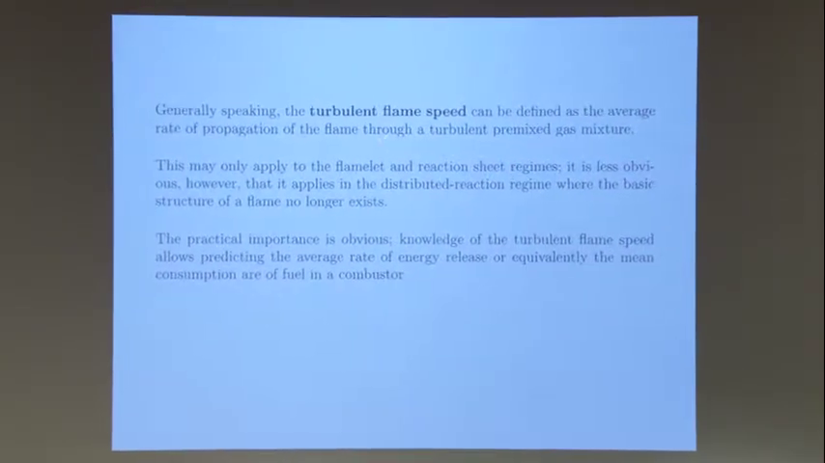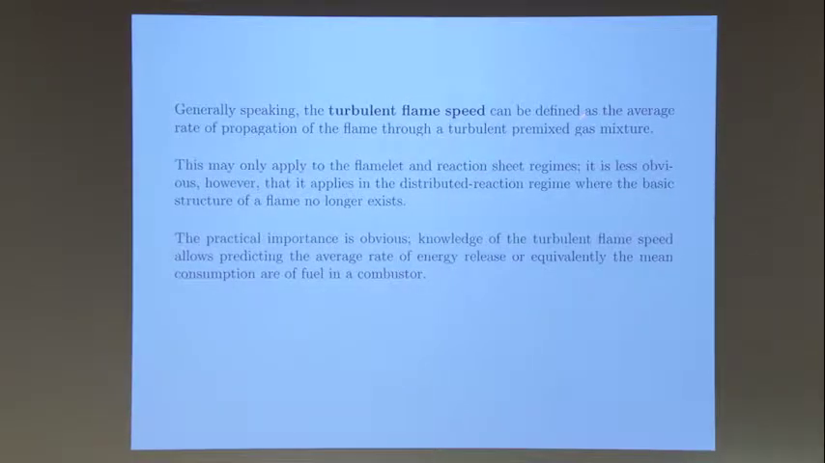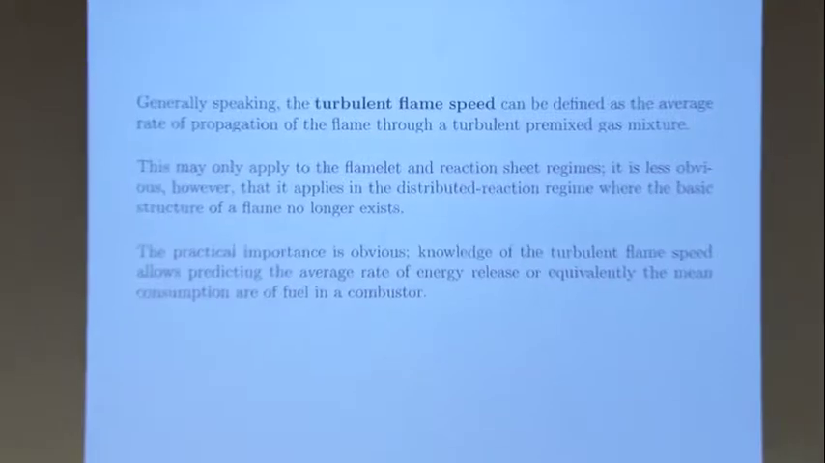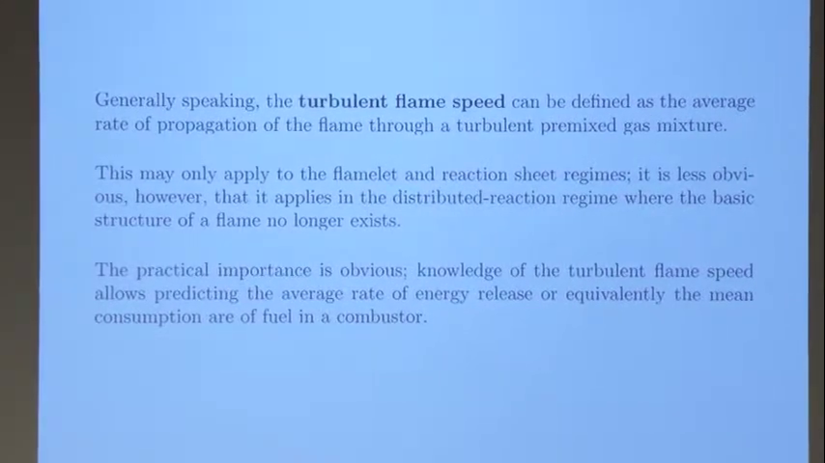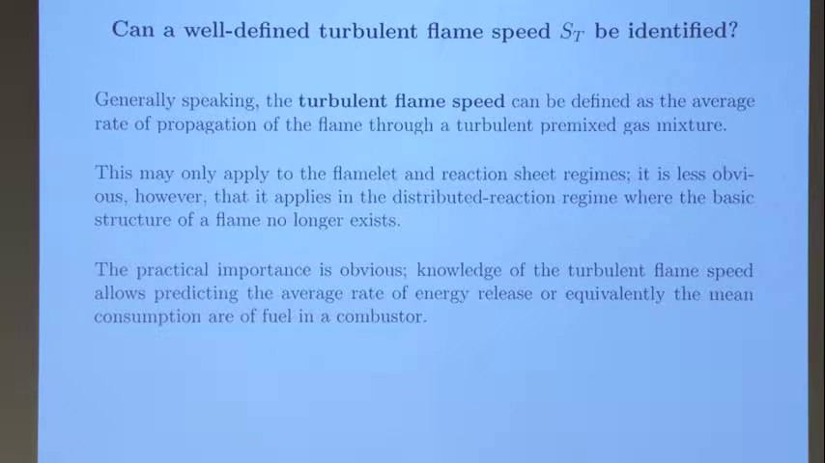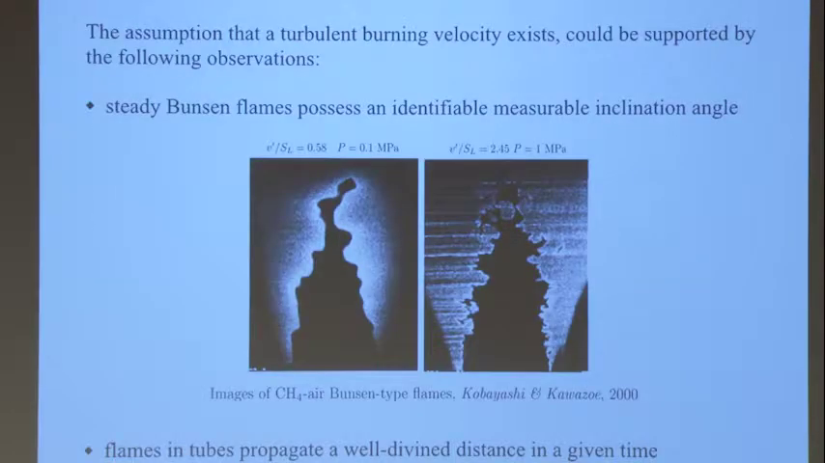So under some condition, probably you can define a flame speed, and it's when you talk about the average speed of the flame into a turbulent flow. And obviously this will apply to this regime like the flamelet regime or reaction sheet regime, but it's less obvious if you go to the distributed reaction regime that I mentioned before. The practical importance of having something like a turbulent flame speed is obvious. It gives you some indication of how quickly you would consume your mixture in a turbulent setting. So as I said, can a well-defined turbulent speed be identified?